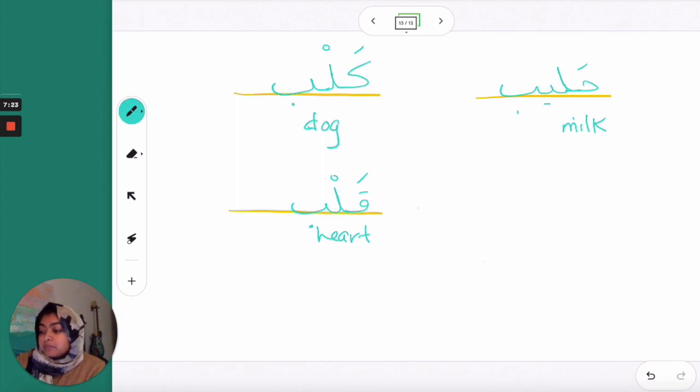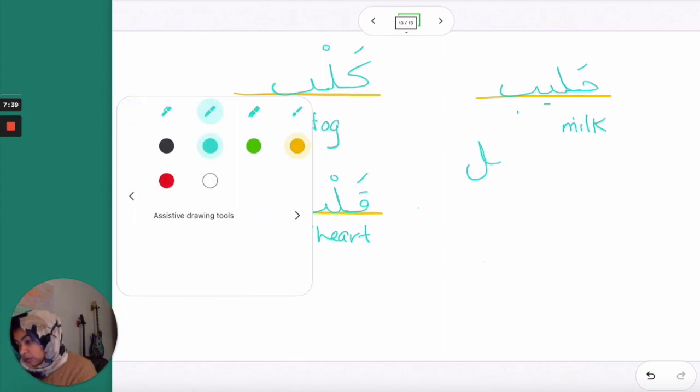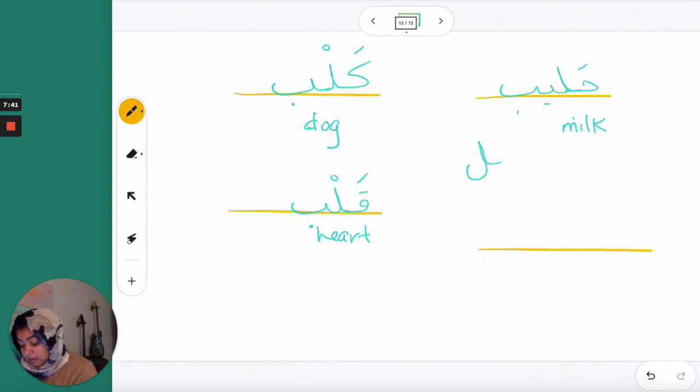Okay. Now, one thing we want to talk about. I'll do final position first, and then I'll come back to that. So let's look at lam in final position, which looks like this. So let's do fasl. Fasl. Do you hear fuss? There's a heavy sound. Slide, lam, fasl.